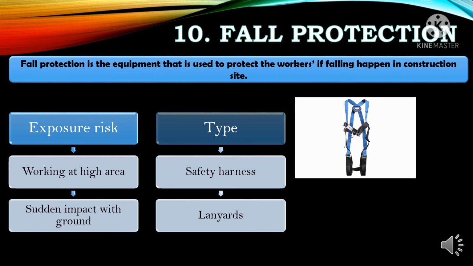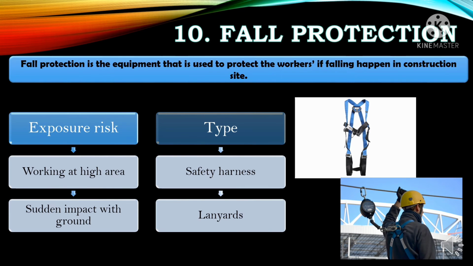The first picture is the safety harness, which will be worn on the worker's body. And then the second one is the lanyard, which will connect the safety harness and also a rope.